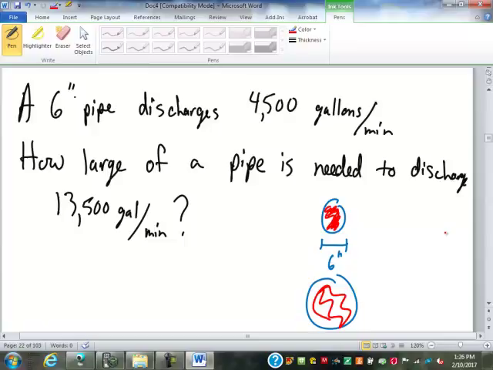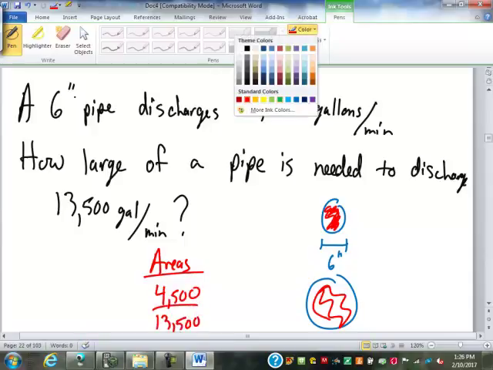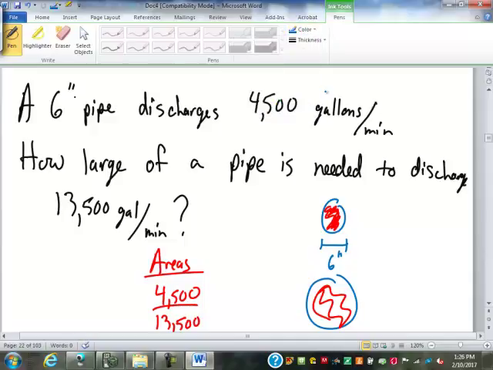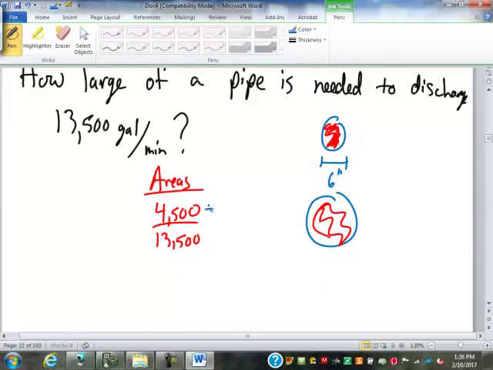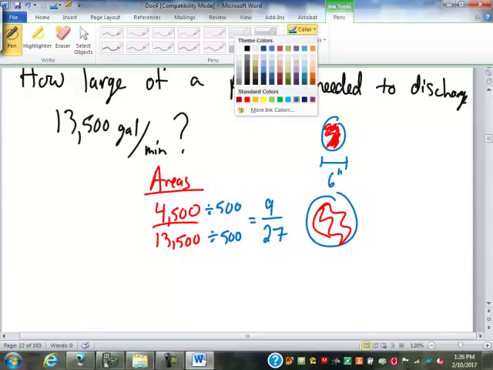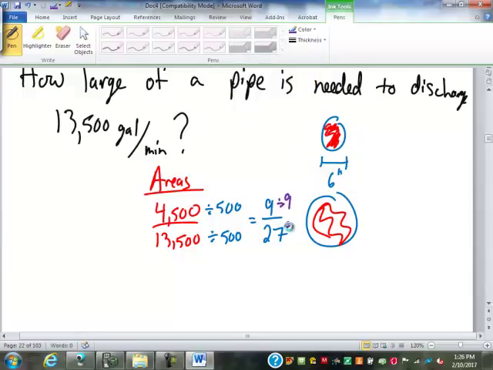So our ratio of areas here is going to be 4,500 to 13,500. Both of those can be reduced by how much? Let's say 500 to start with. This is going to be 9 over 27. They can still be reduced by 9. Gives us the 1-to-3 ratio of areas.